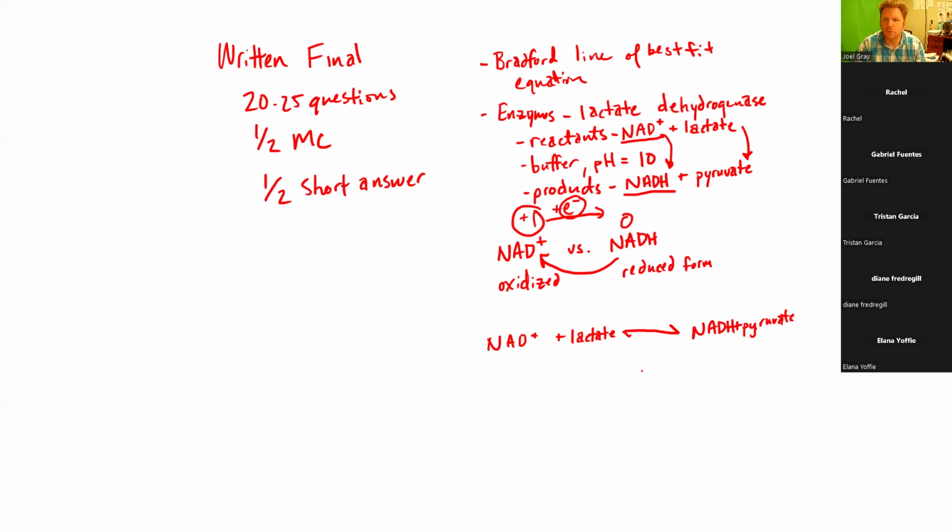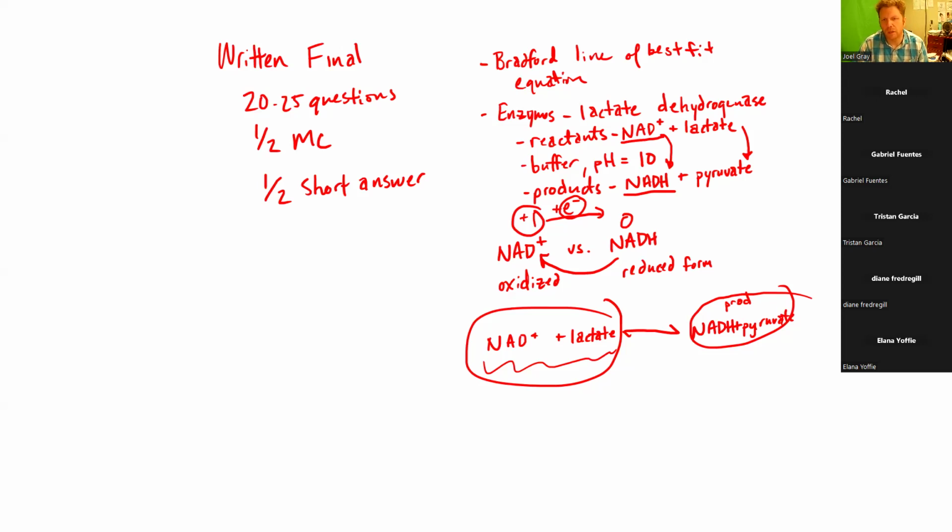So I do leave open some flexibility for that, but I think it's helpful to remember, what did we mix up? We made a master mix with NAD plus and lactate. And so from our perspective, these are our reactants. These are our products. Can the reaction go in the opposite direction? 100%. But think about what you actually did and how that relates to the question that's being asked.